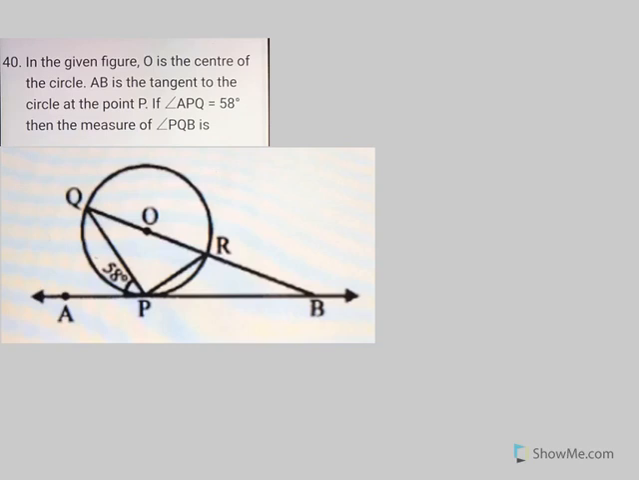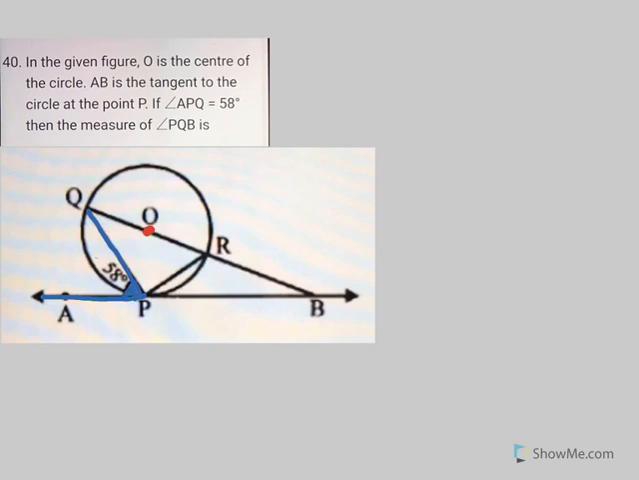In the given figure, O is the center of the circle. So we have here O, center of the circle. AB is a tangent to the circle at point P. Angle APQ is 58 degrees, so we'll mark that. APQ is 58 degrees. So this is 58 degrees.